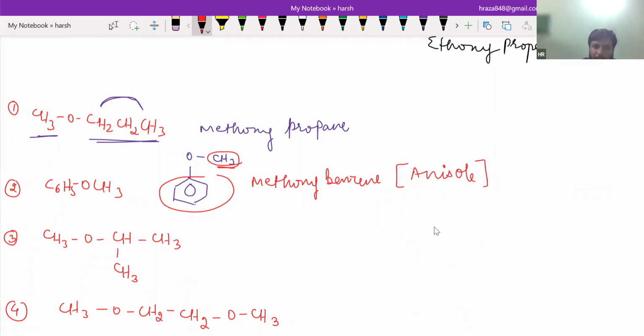What is its common name? Anisole. A question can be asked, write the structure of anisole. So in class 12th organic chemistry, you have to be careful with some important common names of the compounds. Very good. The third question is very important.